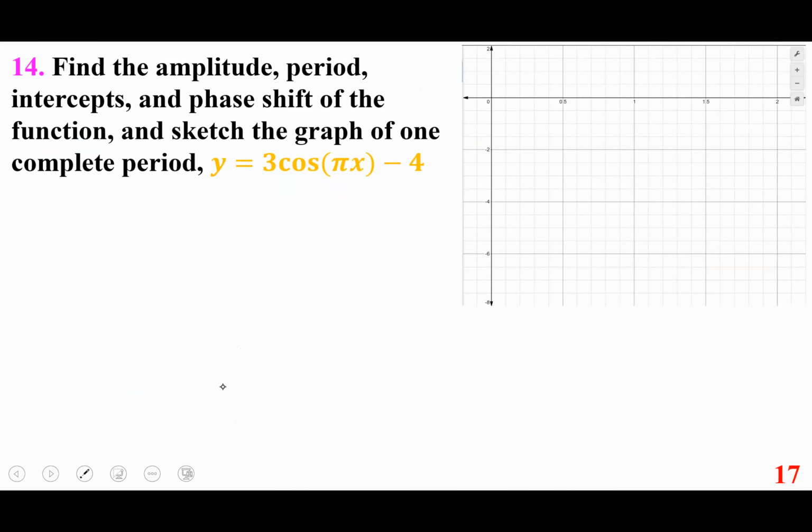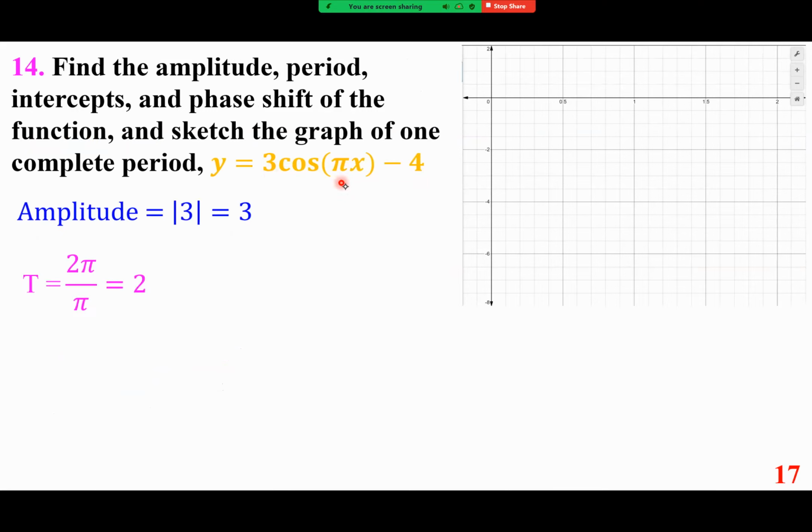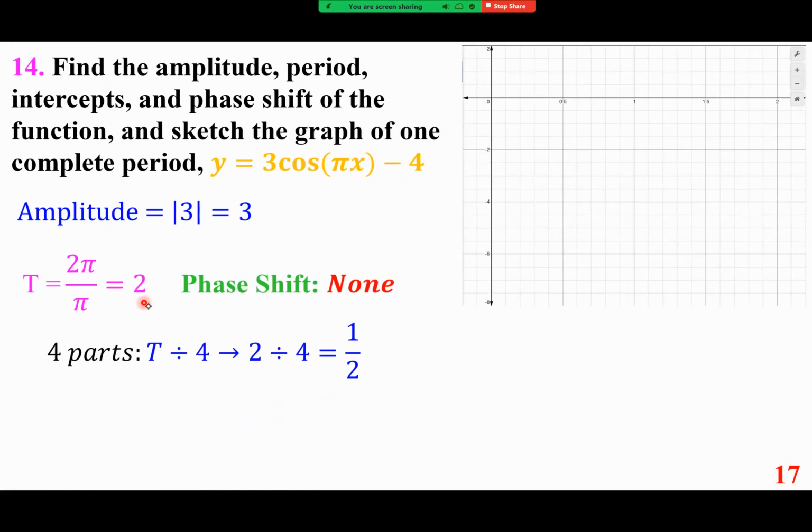For this function, let's say y equals 3 cosine of pi x minus 4. Amplitude is the absolute value of 3, which is 3. T is 2 pi divided by pi, which makes it 2. There is no phase shift, but if you graph this, it just shoots down by 4 units, just for the sake of argument. And so if we want to cut this into 4 equal parts, we're going to divide 2 by 4, which gives us 1/2. And so because there's no phase shift, we start from 0, 0 to 1/2, and then 1/2 to 1, and the rest of them 1 to 3/2, 3/2 to 2.